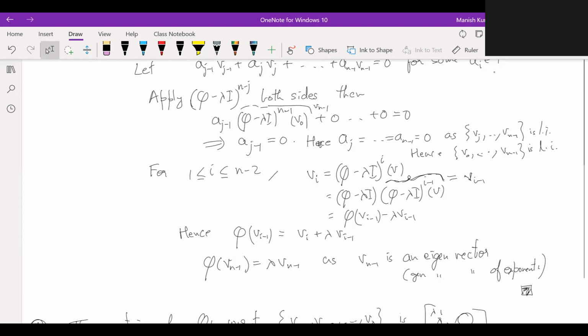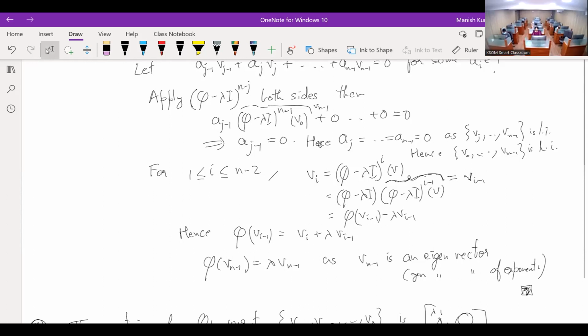Right, because if you apply phi minus lambda I to Vn minus 1, you get 0. It has exponent 1, so you get 0. So that tells you that phi of Vn minus 1 is just lambda times Vn. Is that okay, everyone? Yes. As I said, you have to respond yes or no, then only I can proceed.